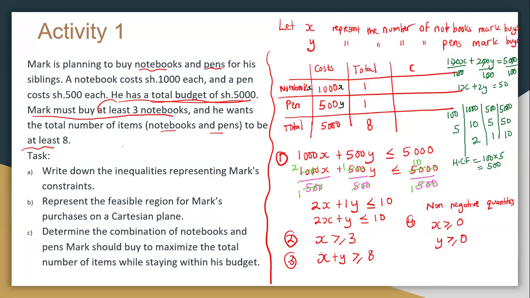Now, these are our inequalities. Number 1, 2, and 3. In case you want, you can even go on and label them, and say my first one, you can say cost of buying. That is my inequality. Then you say here, at least 3 notebooks. Then here you say my third one, total number of items, something like that. That is very fine. But those are the inequalities that we are going to be plotting.